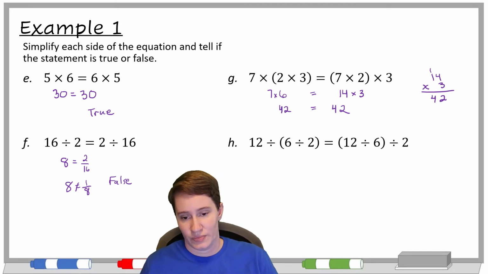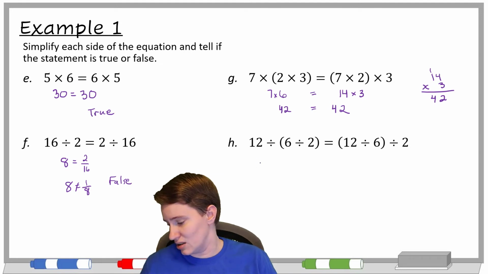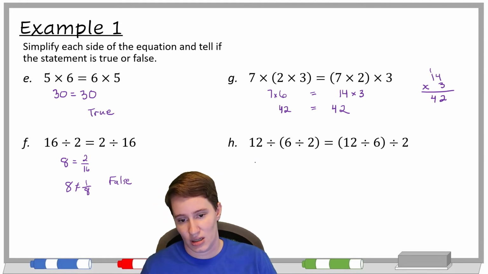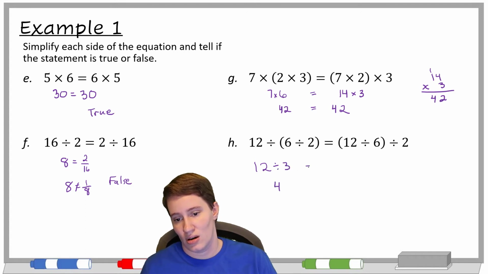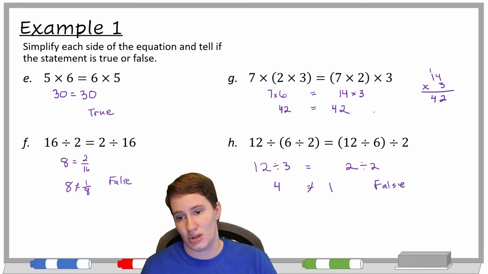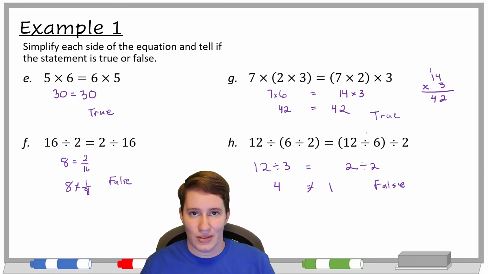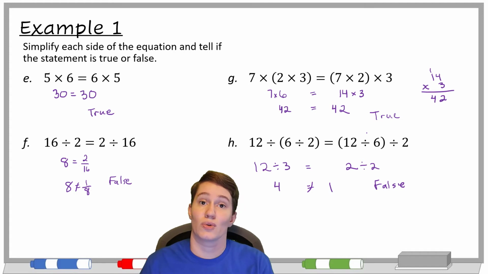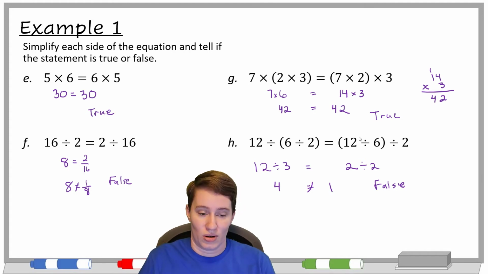H, division. You should already hopefully have kind of an inkling of what you think is going to happen here, right? We're going to do 6 divided by 2 and get 3, then 12 divided by 3 and get 4. Here we do 12 divided by 6 and get 2. We do 2 divided by 2 and get 1. Those are not the same, so this is false. Oh, I forgot to write true up here. So, again, the commutative and associative properties work for multiplication, but do not work for division.